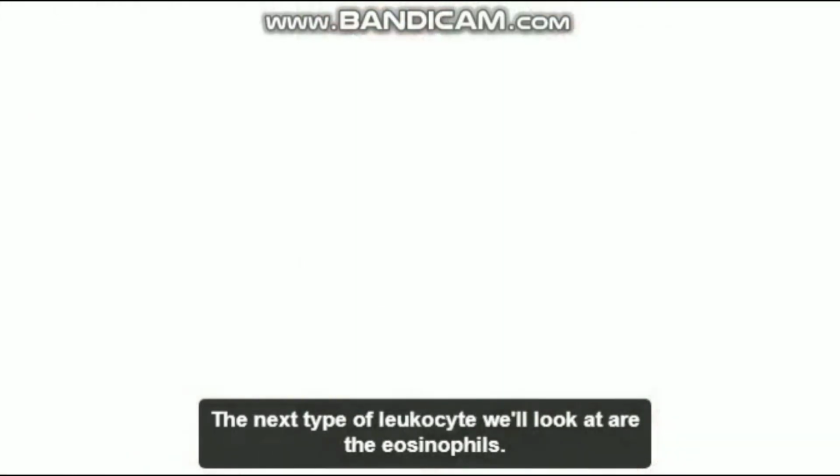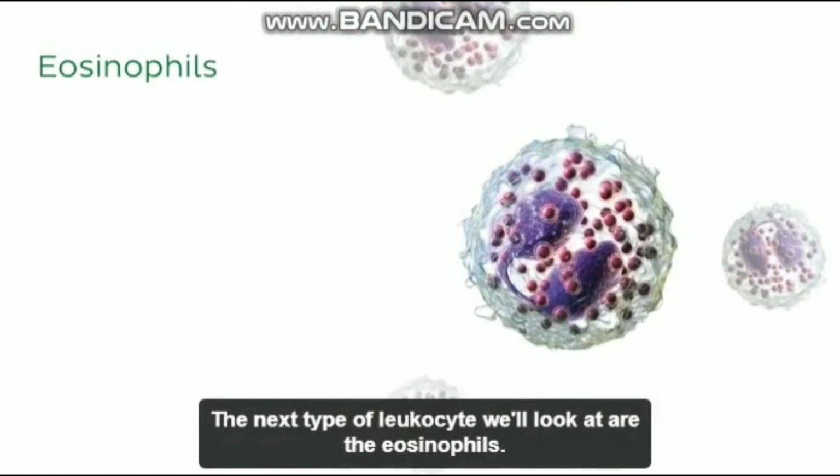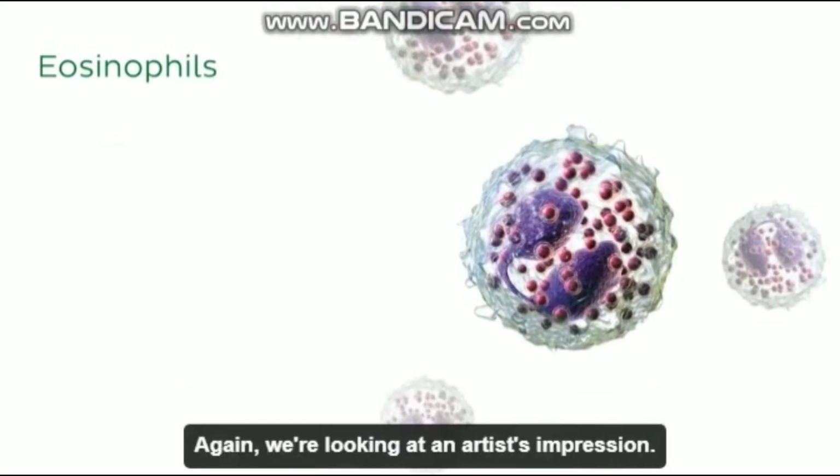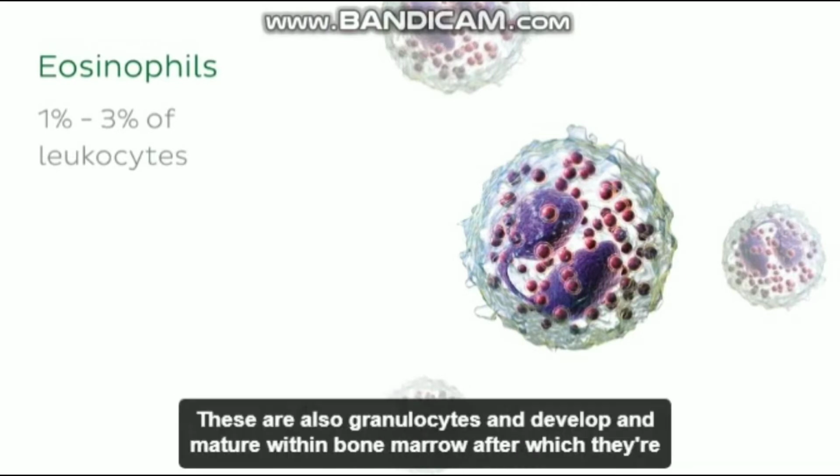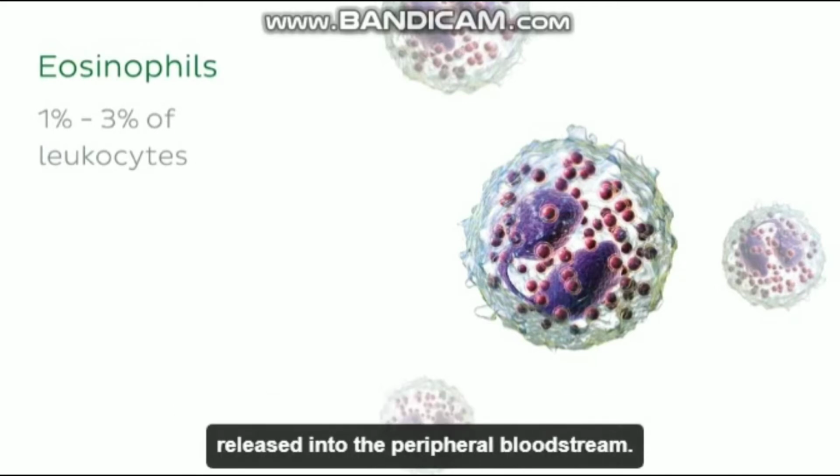The next type of leukocyte we'll look at are the eosinophils. Again, we're looking at an artist's impression. Eosinophils comprise about 1 to 3% of leukocytes and are roughly the same size as neutrophils. These are also granulocytes and develop and mature within bone marrow, after which they're released into the peripheral bloodstream.